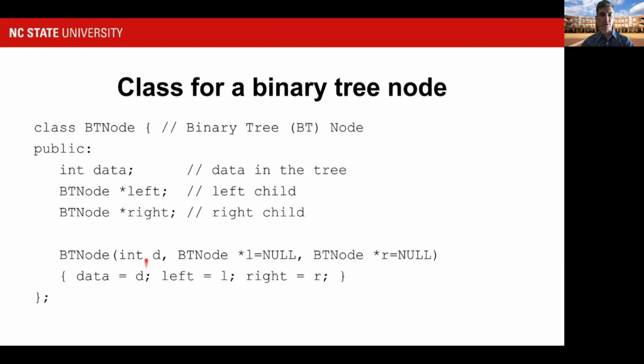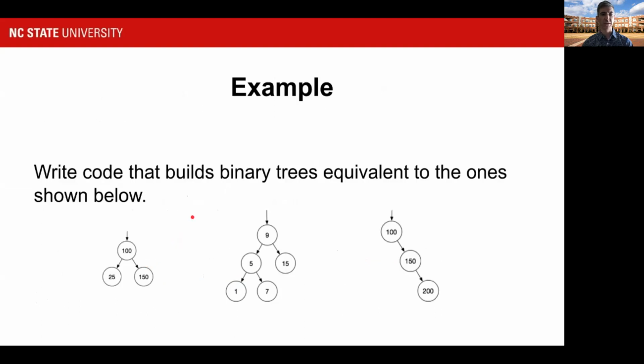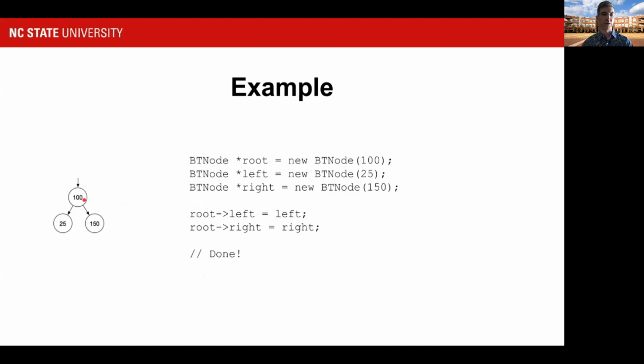And so my constructor will allow me to make a new node and initialize the left and right side of it. Okay, so let's write a little bit of code that'll build binary trees equivalent to these shown below. Let's say I want a binary tree where the root is 100, the left is 25, and the right is 150. So what I can do is make these three nodes.